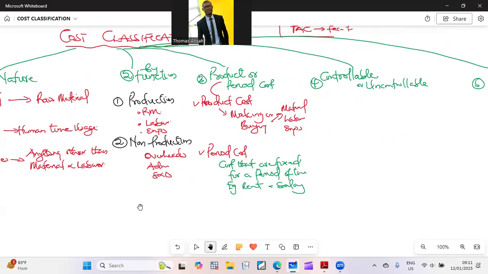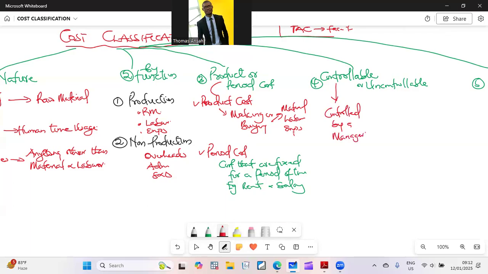Then we have costs that you can control and costs that you cannot control. You see, the controllable costs are costs that can be controlled by a manager. These are costs that can be controlled by a manager.